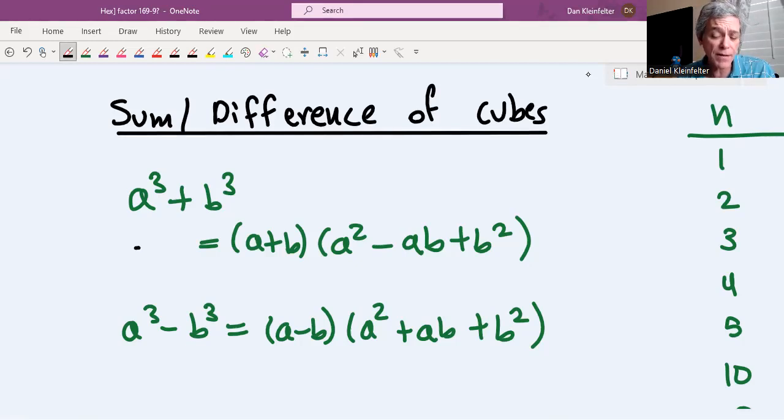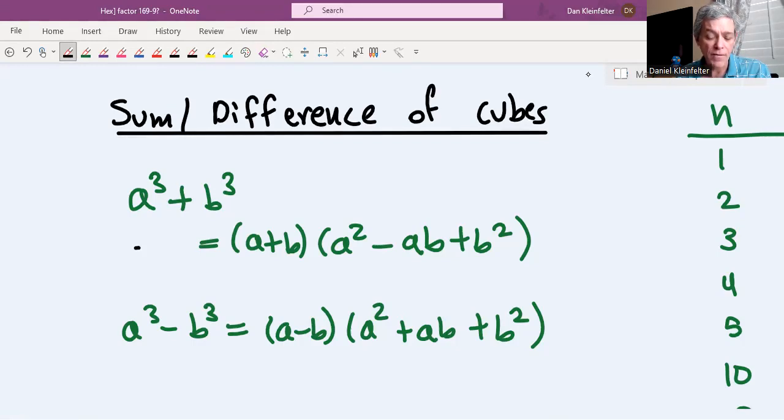So they're always going to end up being a binomial times a trinomial. That is, for a cubed plus b cubed, we have a 2-term guy times a 3-term guy. So a plus b times a squared minus ab plus b squared. How to think about this is, if we're factoring a cubed plus b cubed, you're going to start off with a binomial that contains the two things that got cubed, the a and the b. When it's a sum of cubes, you'll have a plus. When it's a difference of cubes, you'll have a minus.